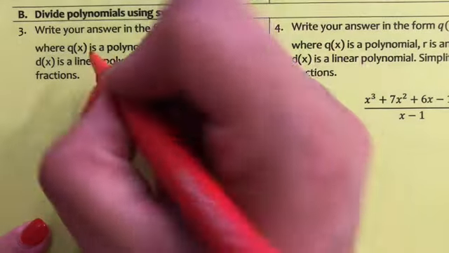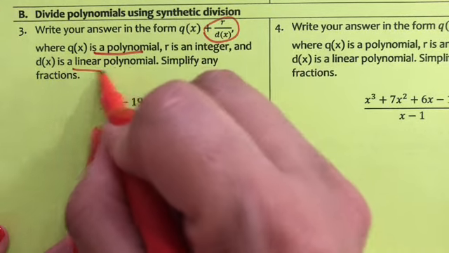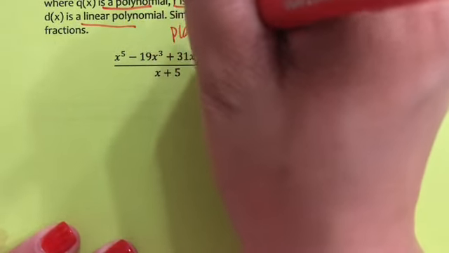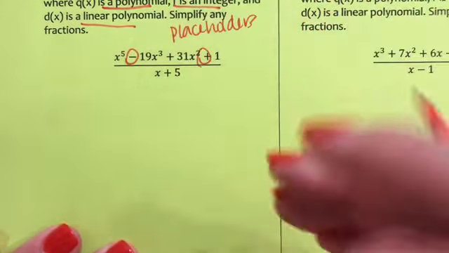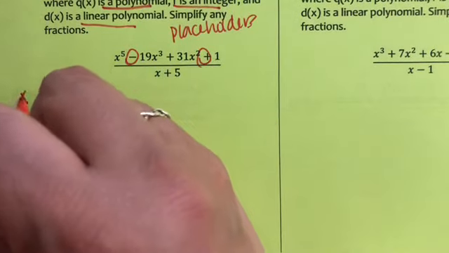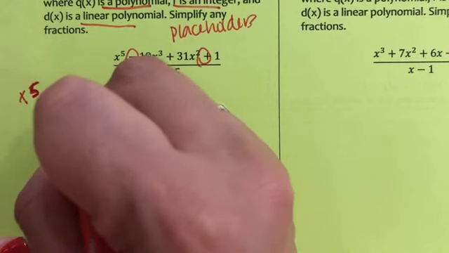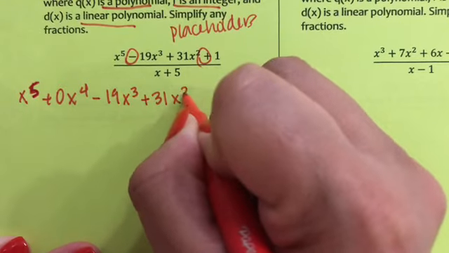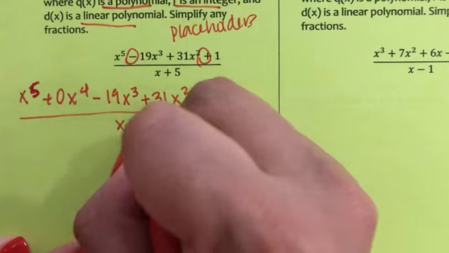You're basically dividing polynomials, and you're saying you're going to have a remainder, and that your denominator is going to be a linear polynomial, and that's going to be an integer. So we want to look for descending orders and placeholders. So we're going to need a placeholder right here and a placeholder right here. Let's rewrite this: x to the 5th plus 0x to the 4th minus 19x to the 3rd plus 31x squared plus 0x plus 1, all of that over x plus 5.